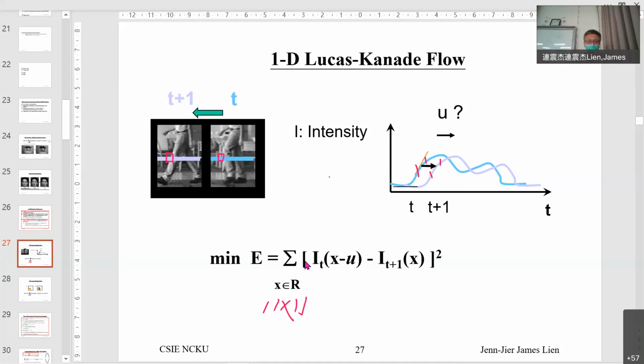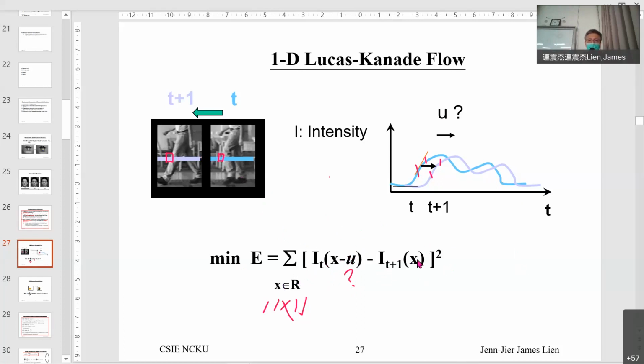So that means in x and t, suppose the center is x, centered in x, and the movement between the two is u. It's the 1D case, suppose 1D case. And how can you find u? So it may work this way.